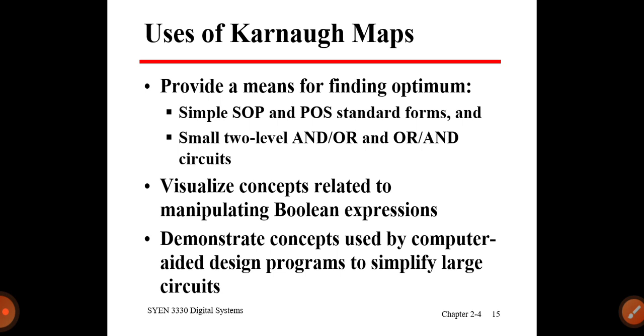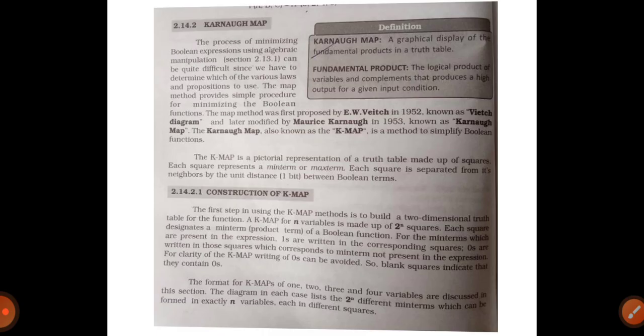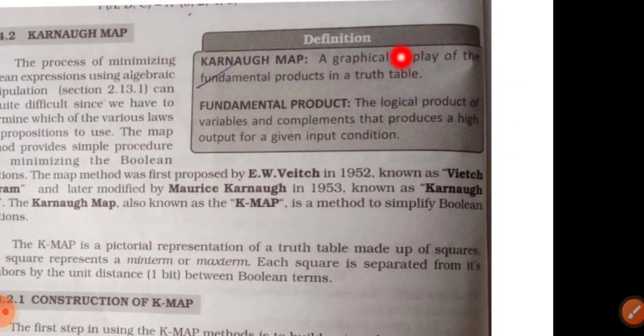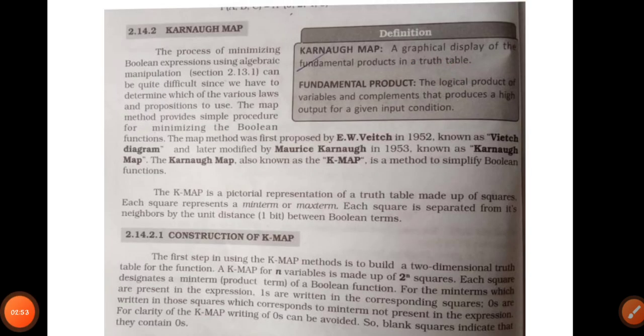Let us see how the Karnaugh map does that. A Karnaugh map is a graphical display of the fundamental products in a truth table. Minimizing a Boolean expression using algebraic manipulations can be quite difficult, since we have to determine which of the various laws to apply. The map method provides a simple procedure for minimizing the Boolean function.